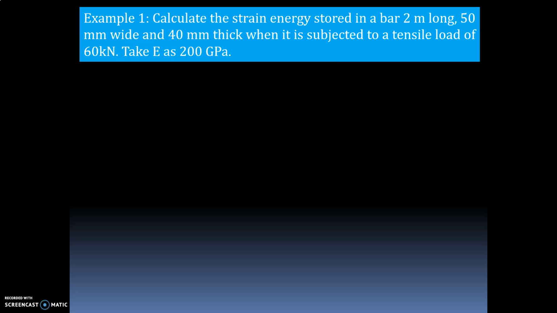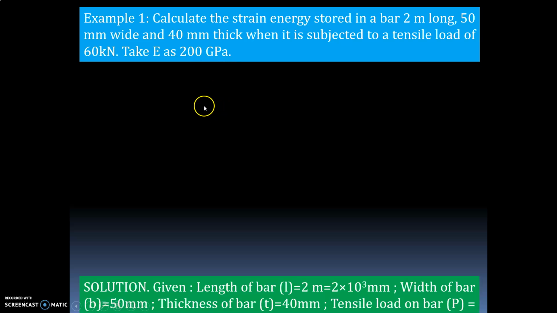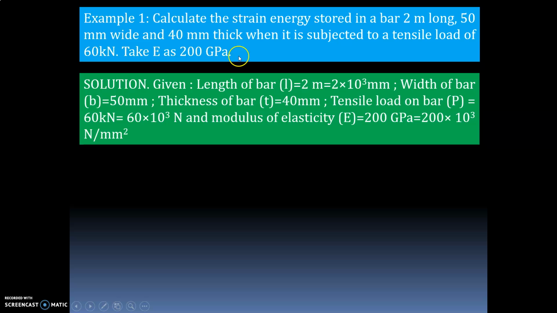Let us take one example on this. Calculate the strain energy stored in a bar 2 meter long, 50 mm wide and 40 mm thick when it is subjected to a tensile load of 60 kilonewton. Take E as 200 GPa. Very simple problem this is. Direct substitution. What is given here?